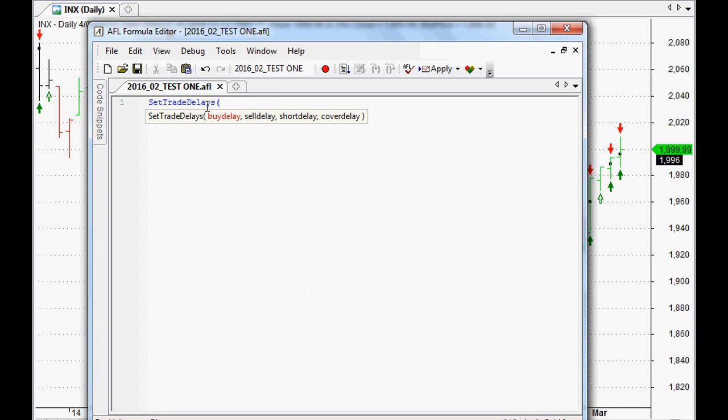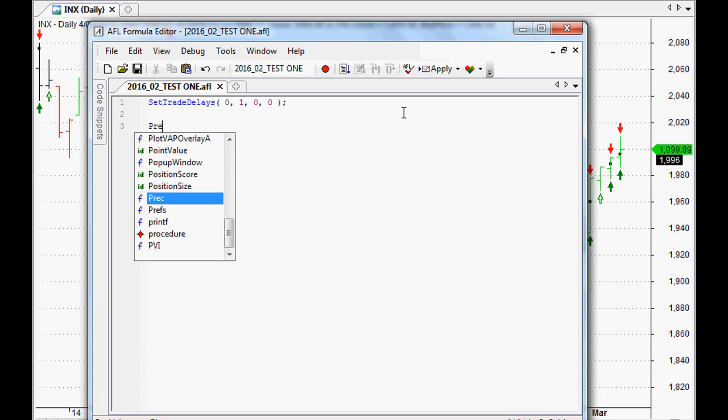Now, it's got SetTradeDelays, and then it tells you what we're actually looking for. The buy delay, I'm going to have 0, so it'll buy on the same day that we get the signal that we set up. The sell delay, I'm going to have the next day, which is 1, and short and cover we're not looking at, so we'll go 0 and 0 there as well. Close that off with a semicolon, and then we can get to the real bulk of the code.